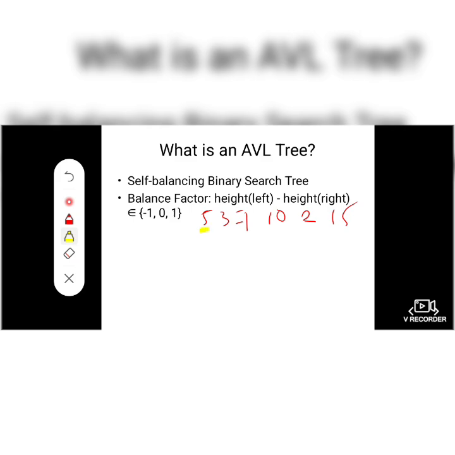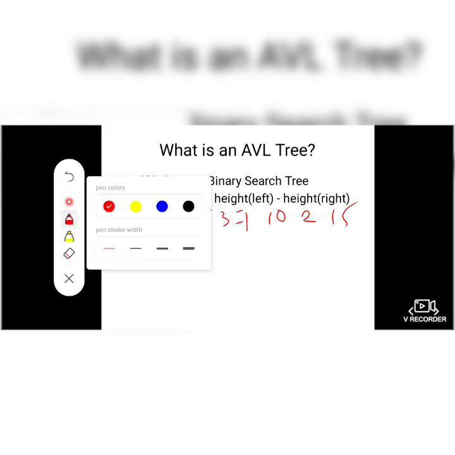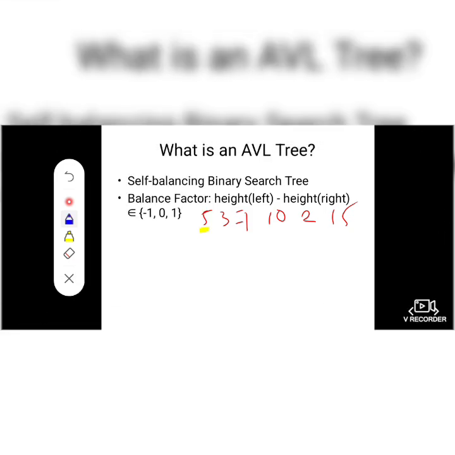First we take the root. 5 is inserted. It is balanced because we don't have anything on the left node or the right node, so its balance factor is 0. Next, how do we insert 3? 3 is less than 5, so we insert it on the left side. So now we check the balance factor.